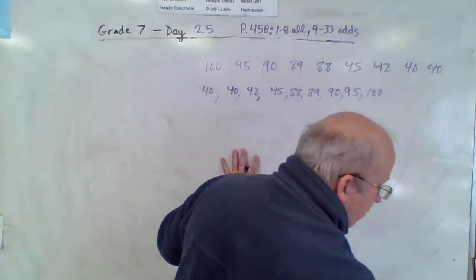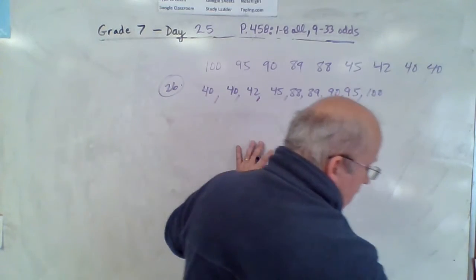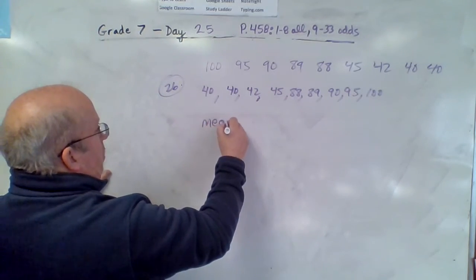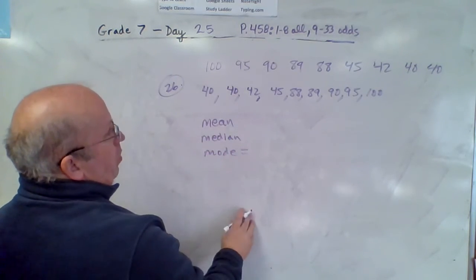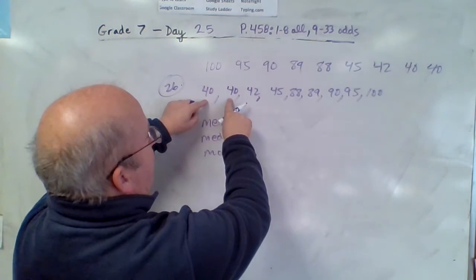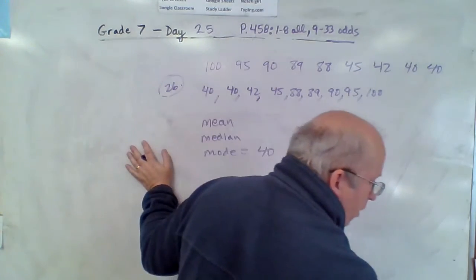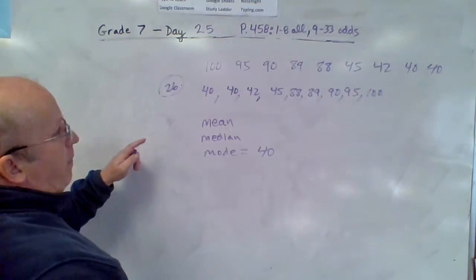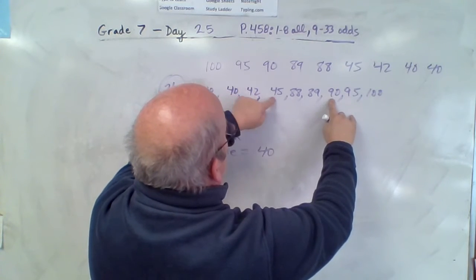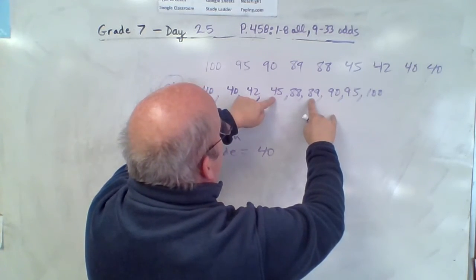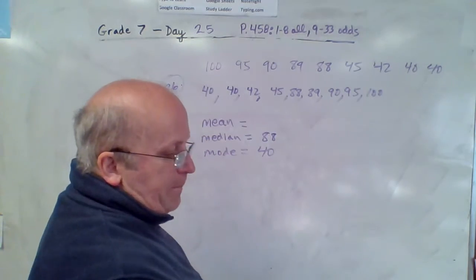So this is problem 26. And we need the mean, the median, and the mode. I always start with the mode. Which one appears most often? 40 appears twice, and that's it. So 40 is my mode. Let's find the median next, the middle number. 1, 2, 3, 4. Middle number must be 88. Middle number, 88.